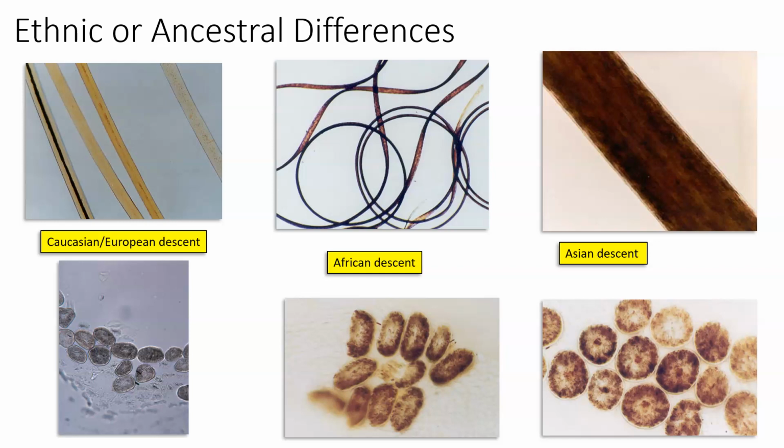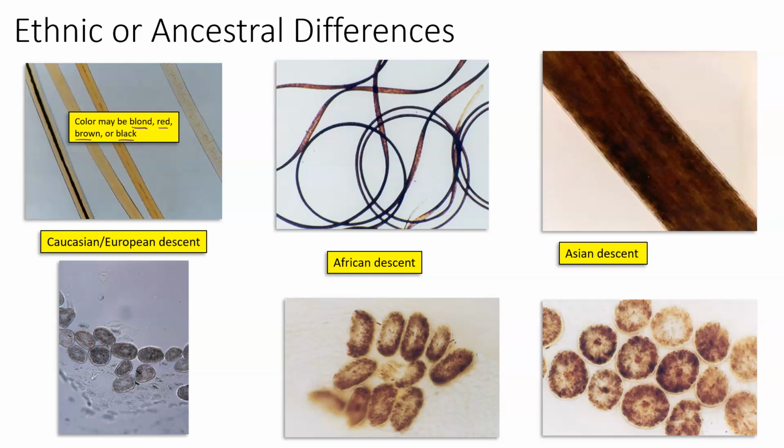In Caucasian or European descent, you will notice that the color varies quite a bit. It can vary from blonde to red, brown, and black, and they can be different variations of those colors. You could be really light blonde to dark blonde, mousy blonde, to really light brown, to medium brown, dark brown, and then ultimately to black.